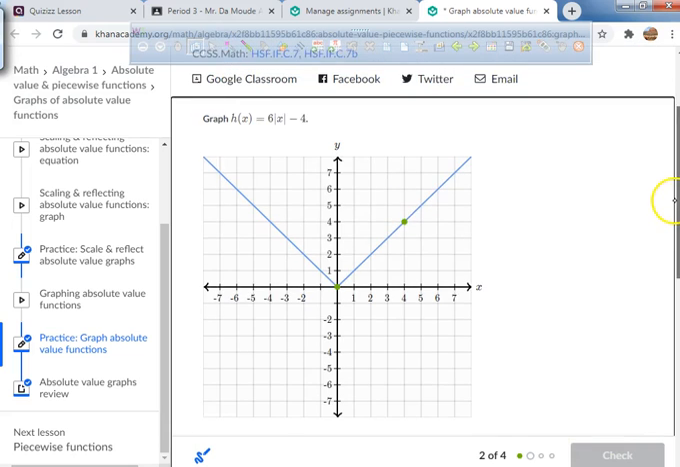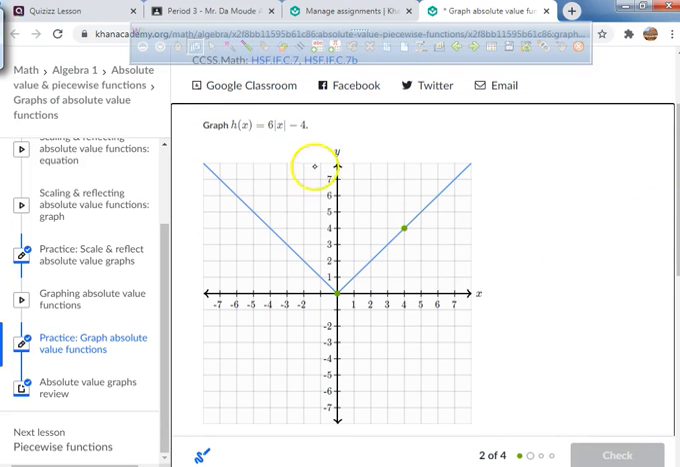Okay. Now this one, I'm not going to write down all the steps. You'll notice that there's nothing in here, so basically it's not going to shift left or right, but it is going to shift 4 units down. So I'm going to move this 4 units down. 1, 2, 3, 4.